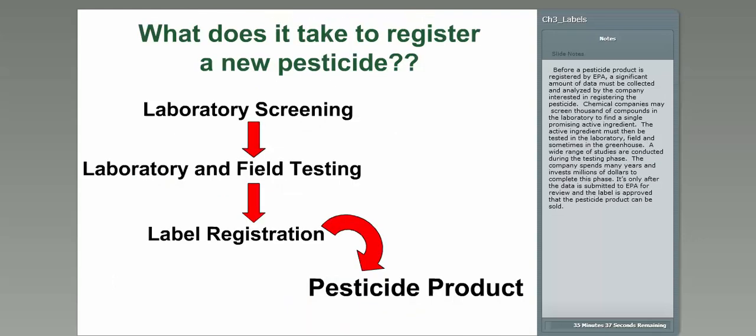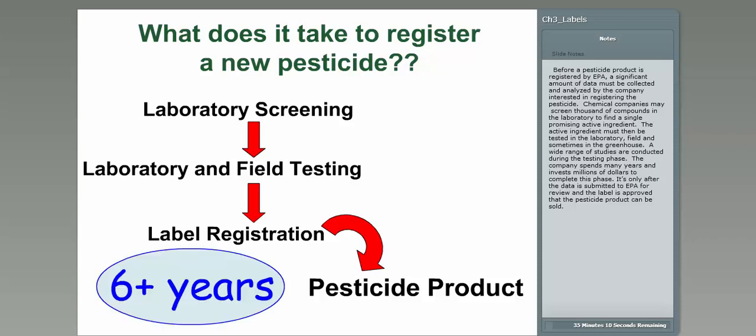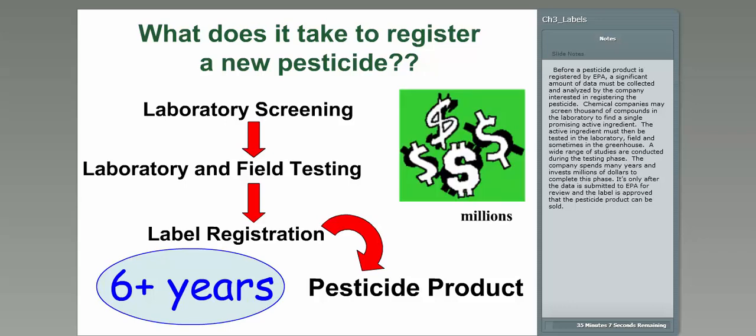Before a pesticide product is registered by EPA, a significant amount of data must be collected and analyzed by the company interested in registering the pesticide. Chemical companies may screen thousands of compounds in the laboratory to find a single promising active ingredient. The active ingredient must then be tested in the laboratory, field, and sometimes in the greenhouse. A wide range of studies are conducted during the testing phase. The company spends many years and invests millions of dollars to complete this phase. It's only after the data is submitted to EPA for review and the label is approved that the pesticide product can be sold.